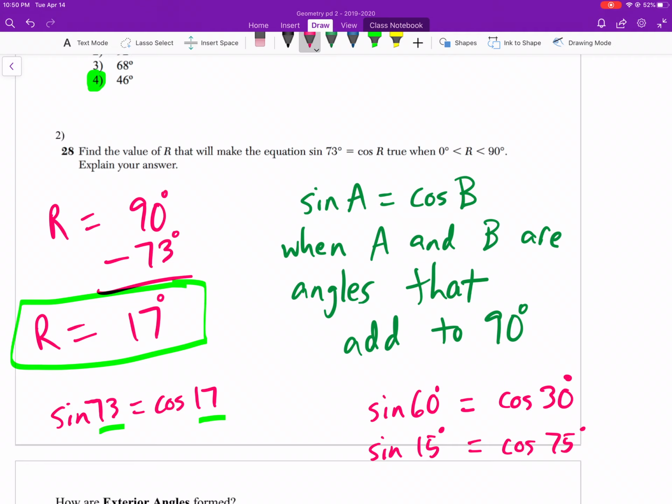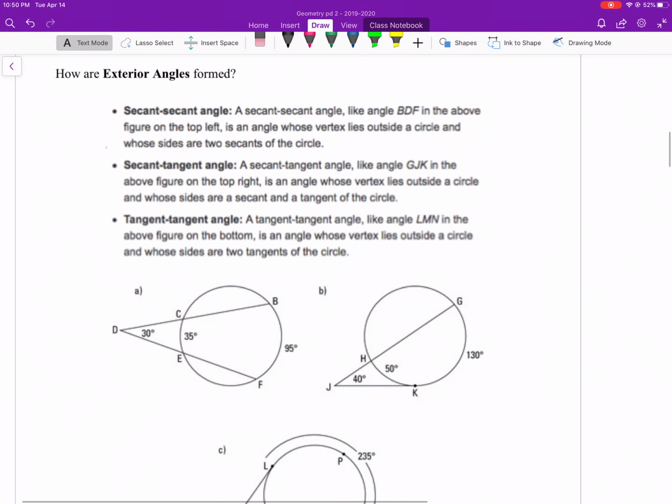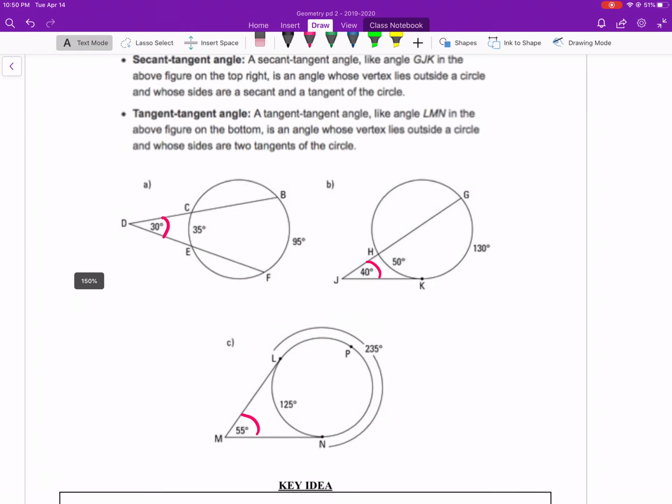All right, so exterior angles, guys. Exterior, what does that mean? Outside, right? Some angles in the diagram here are outside the circle: this 30 degree angle there, this 40 degree angle here, this 55 degree angle there. They're angles that are outside of the circle. Now, how are they formed? What's the rule? That's what we're going to get into here.